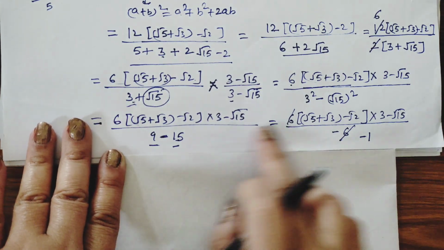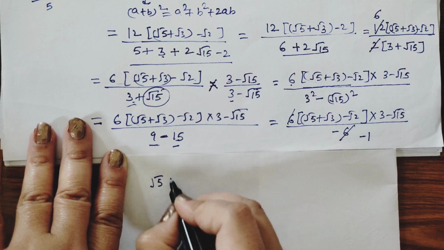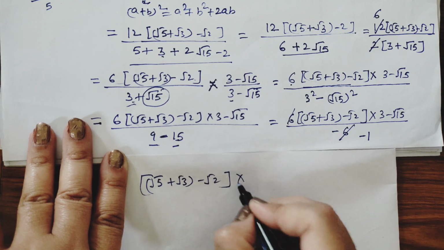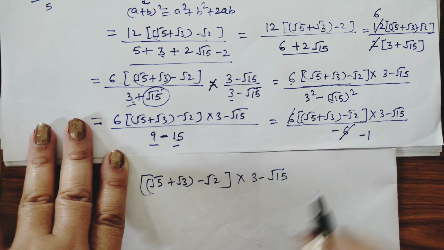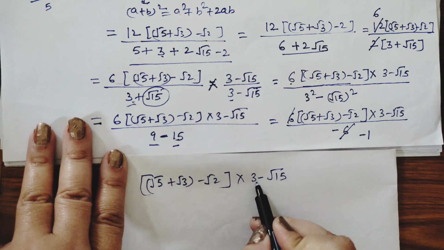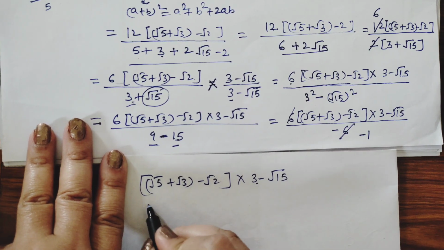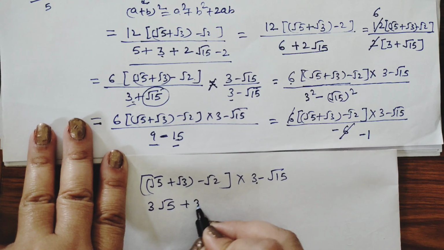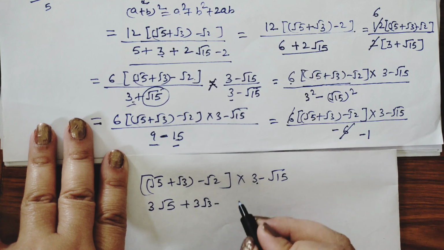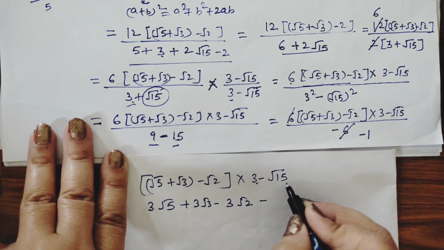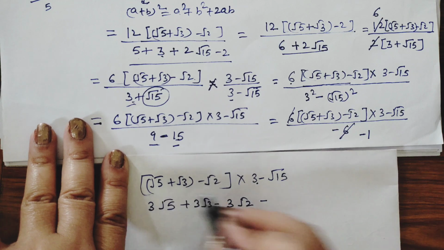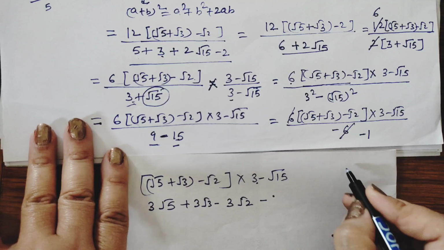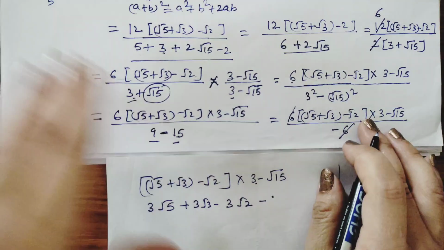Okay, and the numerator, we will write this numerator again so that we will multiply carefully. So this 3 multiplied by this root 5 is 3 root 5, and this 3 multiplied by this root 3 is 3 root 3. This 3 multiplied by root 2 is 3 root 2. Now the minus root 15. Minus root 15 multiplied by root 5, it is minus root 5 into root 15. So be careful with this, how to multiply it.